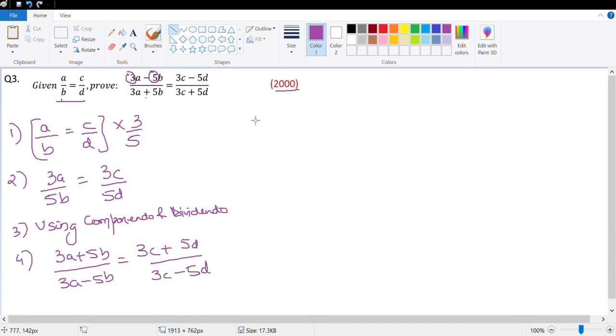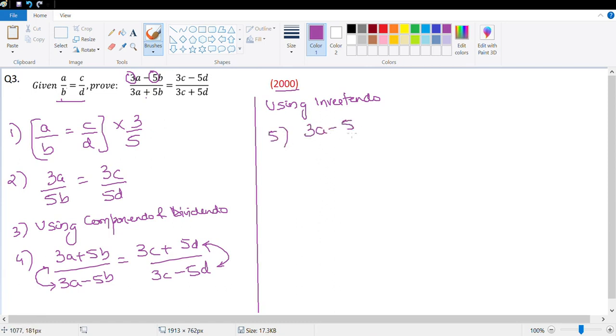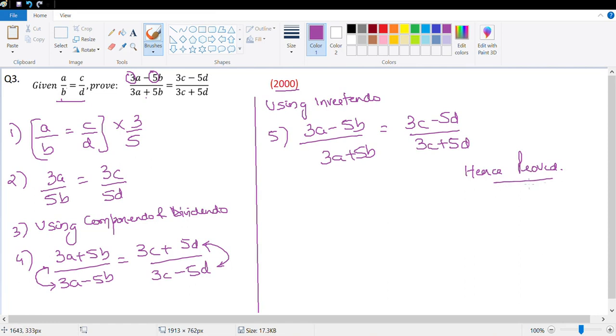In the answer that they want, the subtraction is in the numerator on both sides, which means I need to bring numerator to the denominator and denominator to the numerator. And the property that we use is called invertendo, right? That's taking the reciprocal. So using invertendo, we get 3A minus 5B upon 3A plus 5B is equal to 3C minus 5D upon 3C plus 5D. That's what they wanted us to prove. So hence proved. Wonderful. Let's look at the next question.